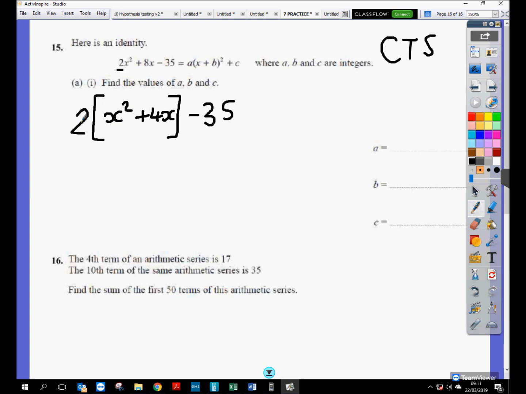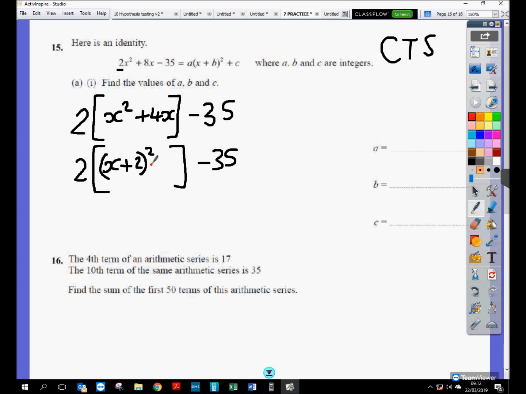So 2 times x squared is 2x squared, and 2 times 4x is 8x, and you have your -35 at the end. Now, inside the square bracket, I am going to complete the square. So copy the 2, copy the -35, and complete the square. How do you complete the square? Well, you write x, and then it's half of the coefficient of x. Half of 4 is 2. So it's x plus 2 in a bracket, squared.